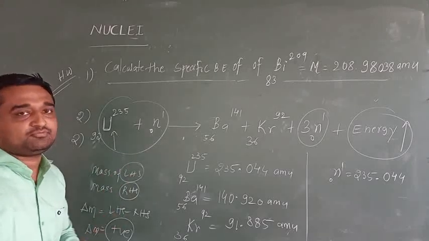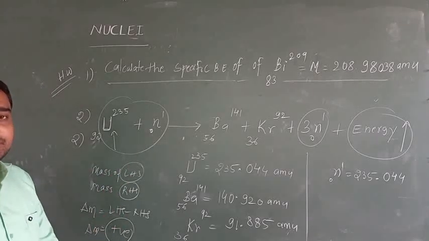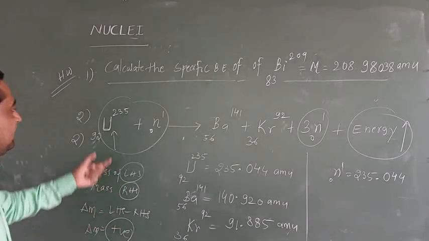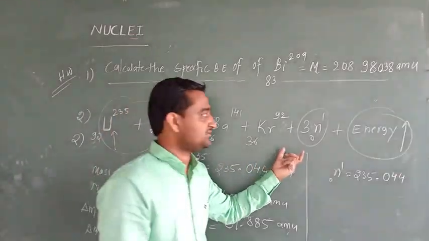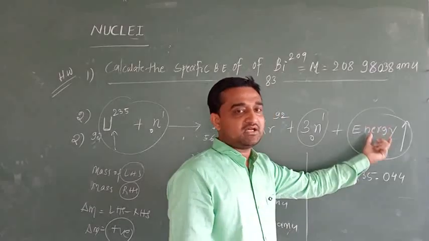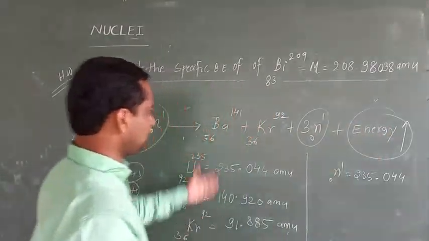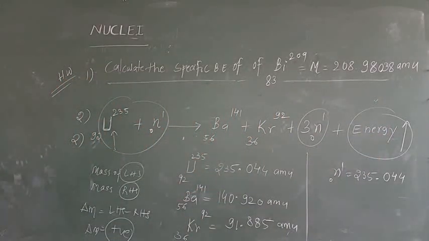So calculate the amount of energy released in this equation. It is an example of nuclear fission. Nuclear fission means the heavy nucleus splits into lighter nuclei with comparable masses, with a large amount of energy released. You calculate the energy released in this equation.